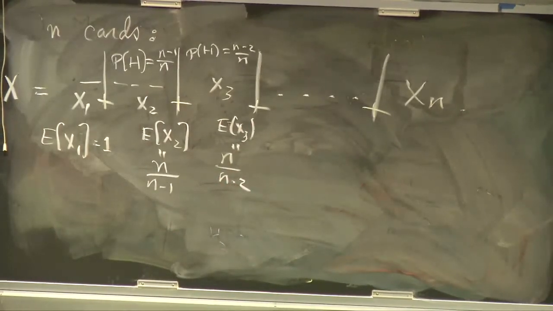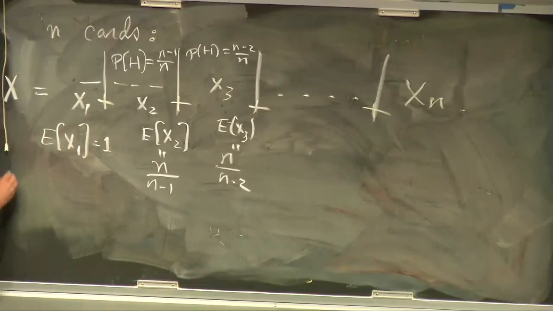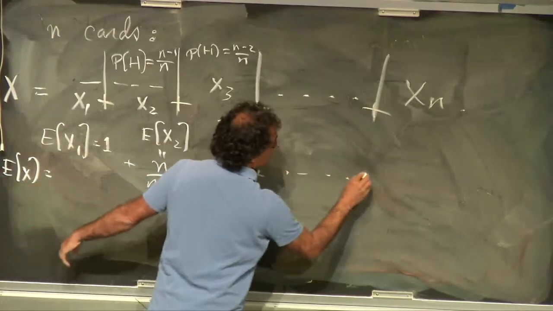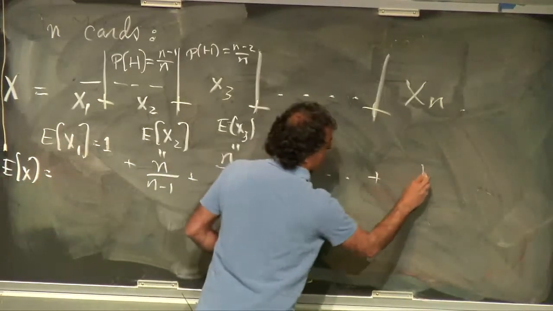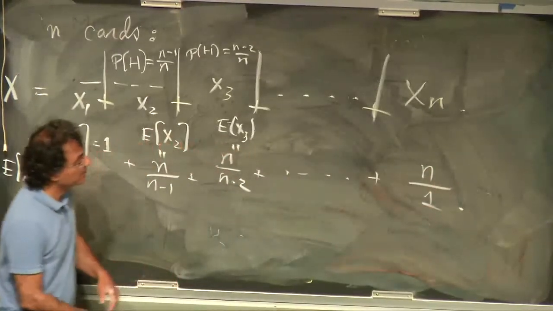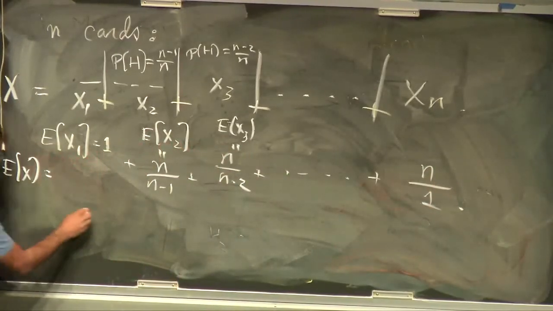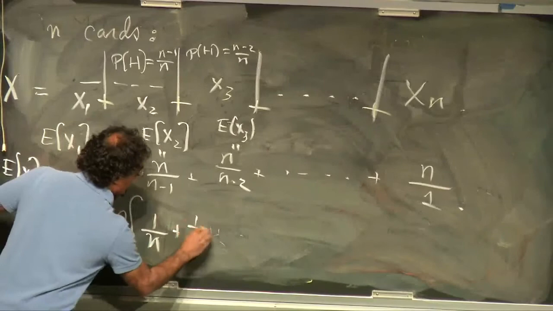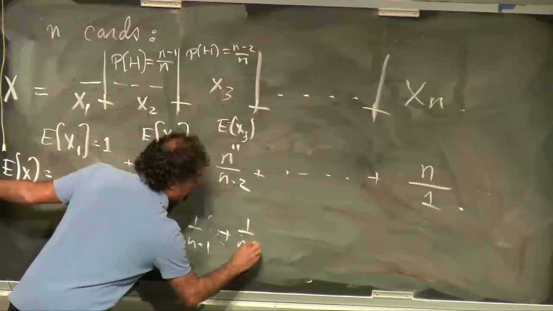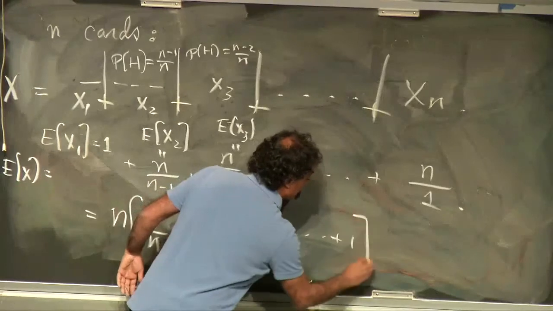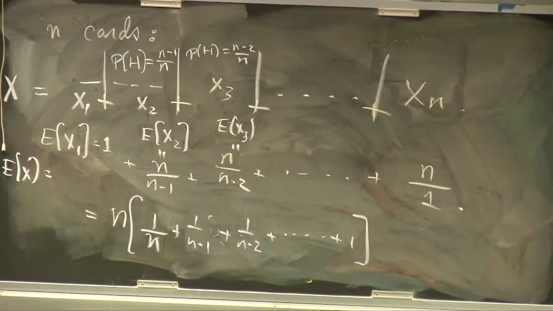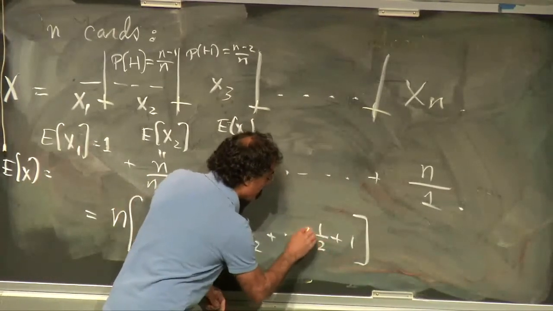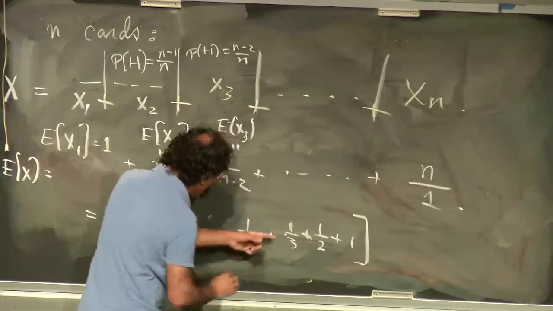Okay. And so the expected value of x is equal to this plus this plus this plus so on plus n divided by 1. Right? So you just get n times 1 over n plus 1 over n minus 1 plus 1 over n minus 2 plus dot dot dot plus 1. Okay, or if you want to view it backwards, it's n times 1 plus 1 over 2 plus 1 over 3 plus dot dot dot up to 1 over n.